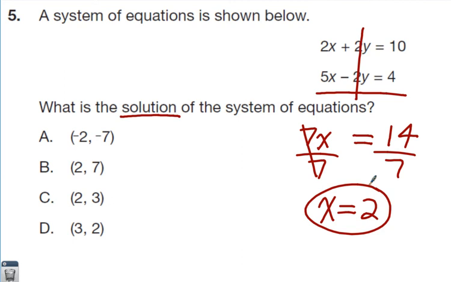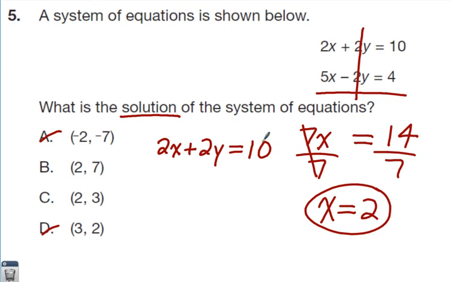Well, okay, so I guess it's going to be B or C. So we do have to find y by plugging in our newly found x value, like our solution for x. So you can pick either equation. I'm going to pick the first one. It looks a little bit more user-friendly.